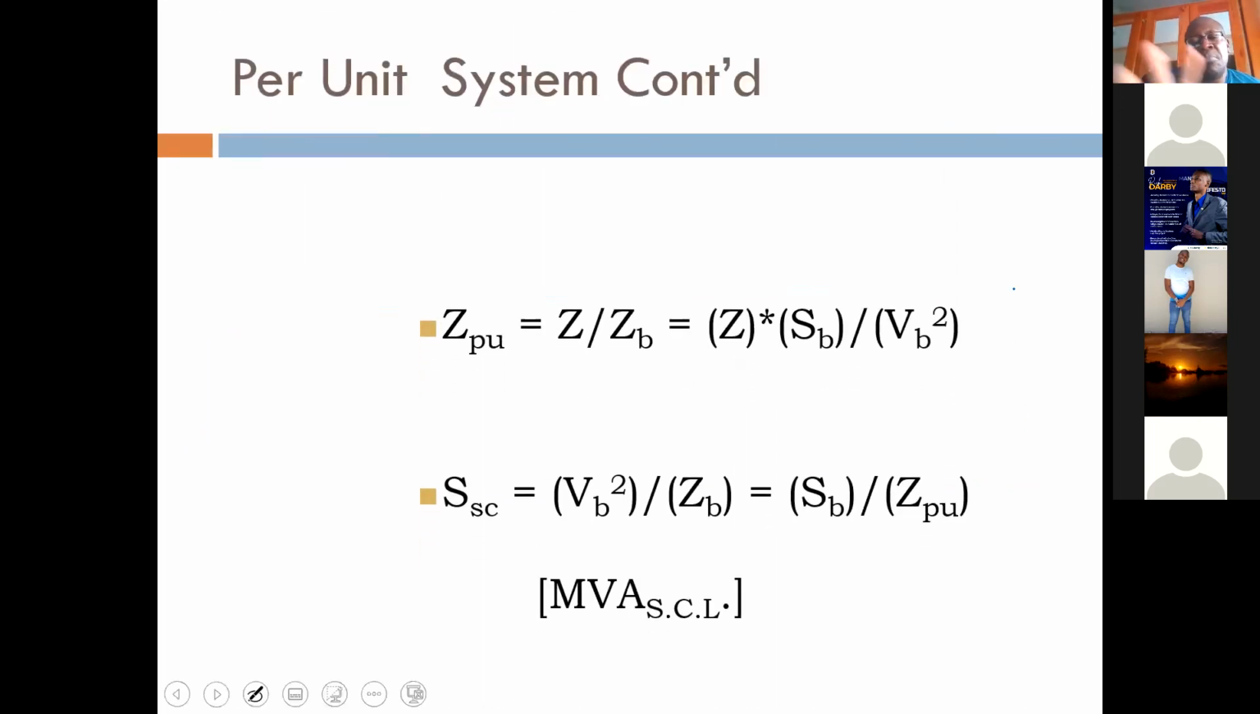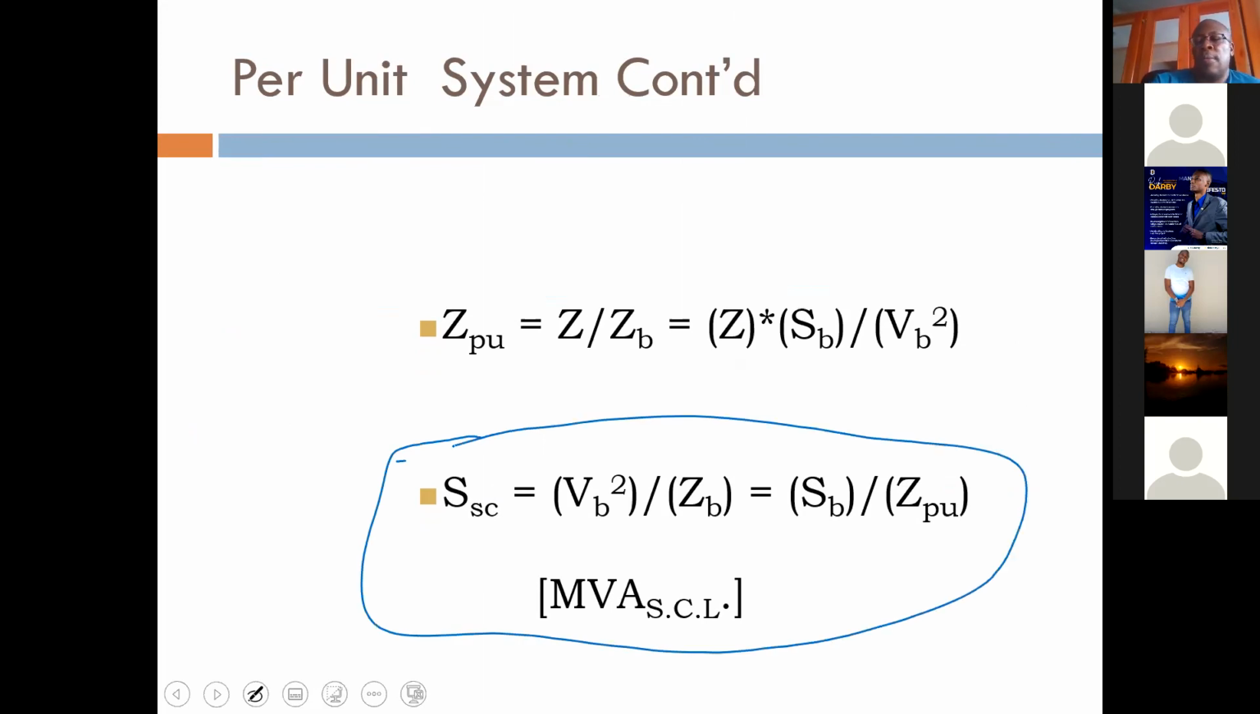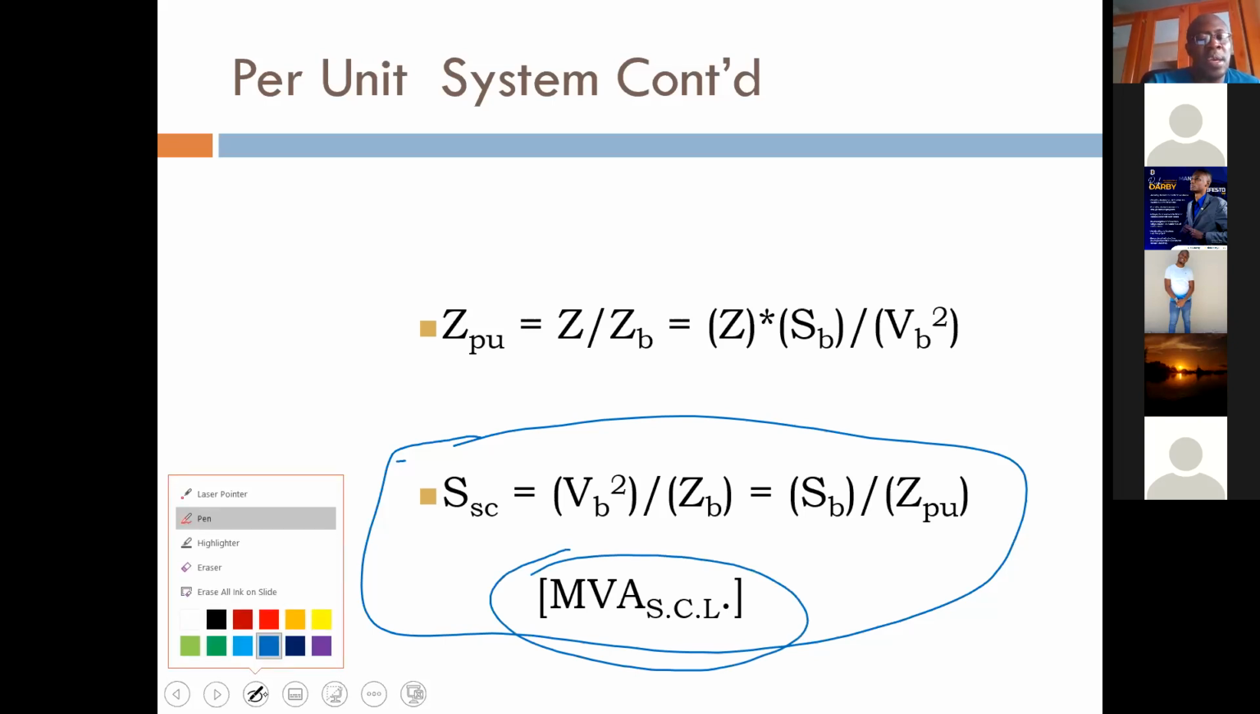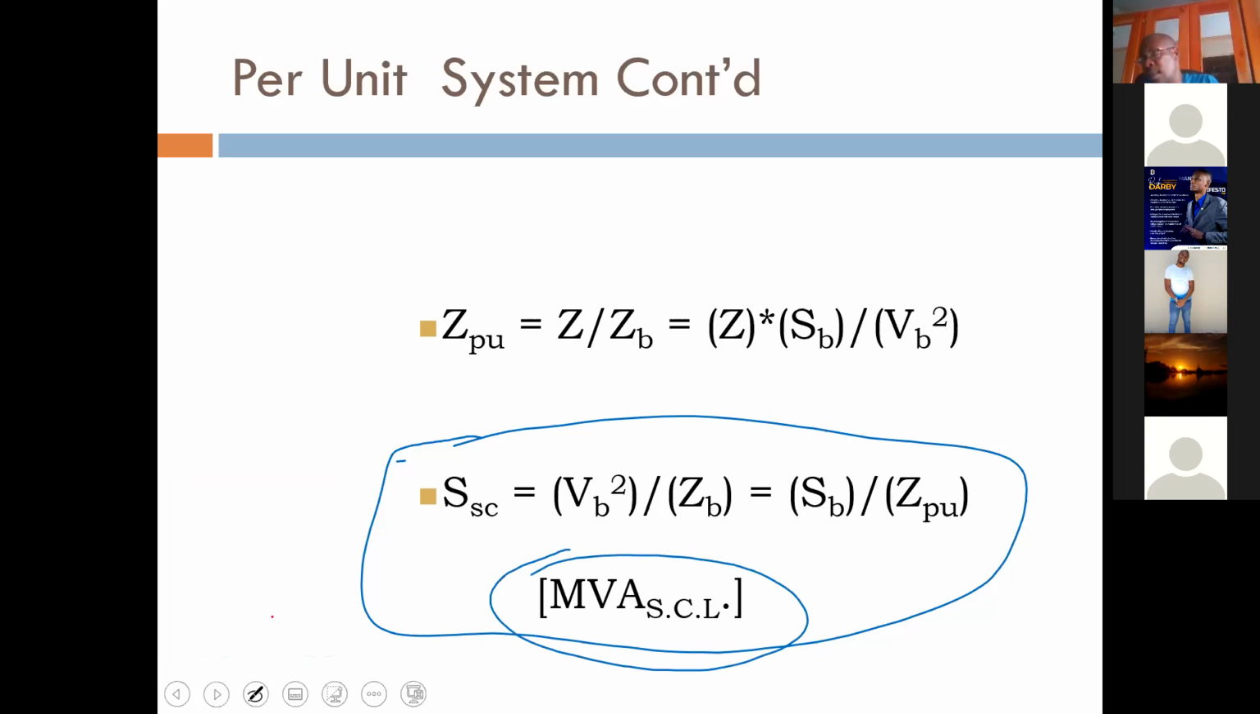I'm giving you this. The main focus is really this. And this is usually considered at your bus bar. And what you have down here, that is known as the MVA short circuit level. So the SCL there means short circuit level.